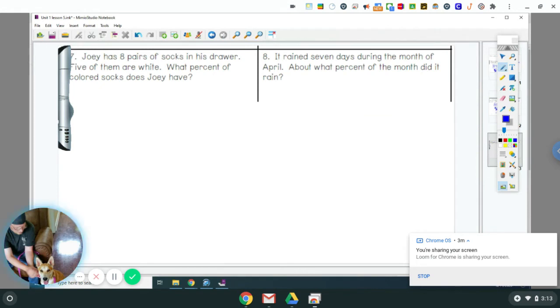Number 7. Joey has 8 pairs of socks in a drawer. 5 of them are white. What's the percent of the colored socks? Well, so if 5 are white, that means 3 are colored. So you're going to do 3 out of 8, which we've actually done before, but we're going to solve it by setting up a proportion to be x over 100%.